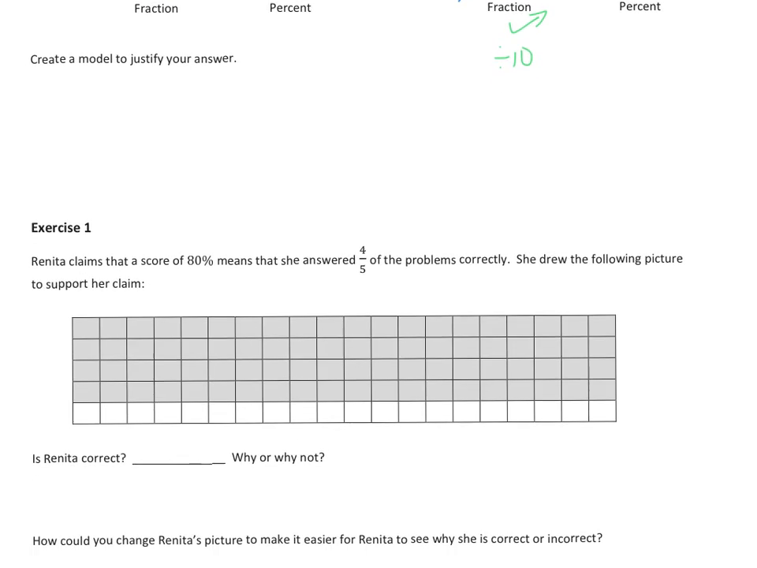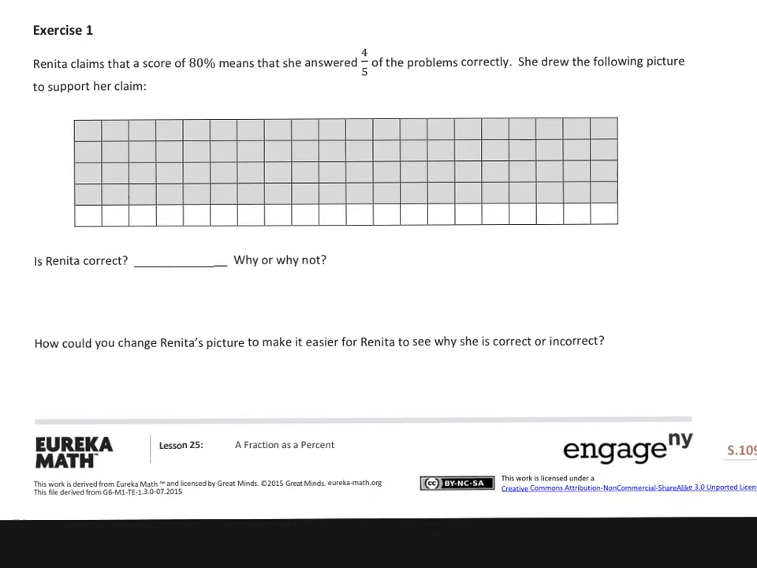But I do want to go into Renita. Let's check out Renita. She claims that a score of 80% means that she answered 4 out of 5 of the problems correctly. She drew the following picture to support her claim. Is she correct? Why or why not? Well, again, I encourage you, pause it, see if you can figure it out, and then move on. So let's jump into it now.